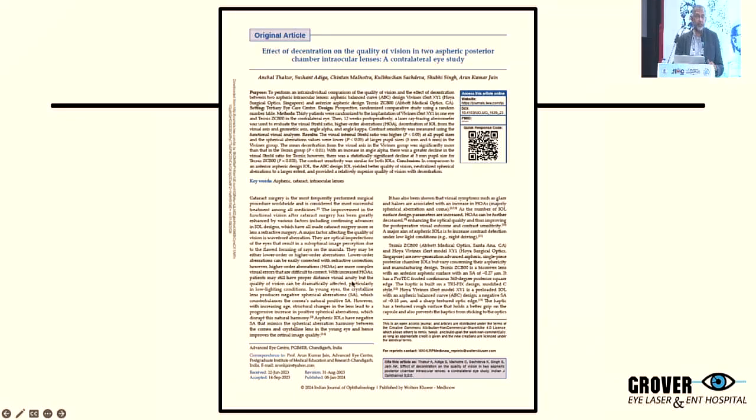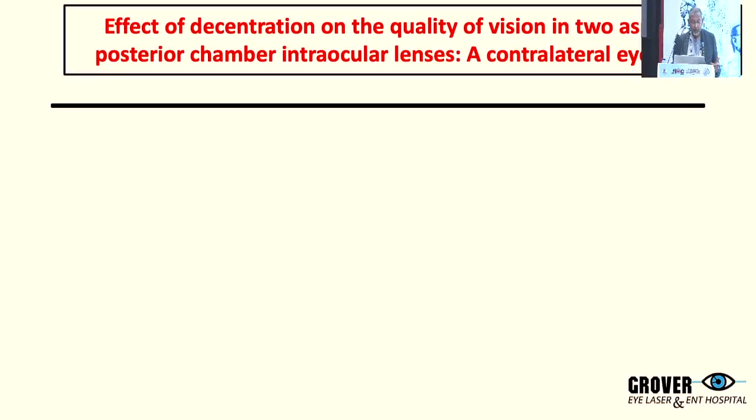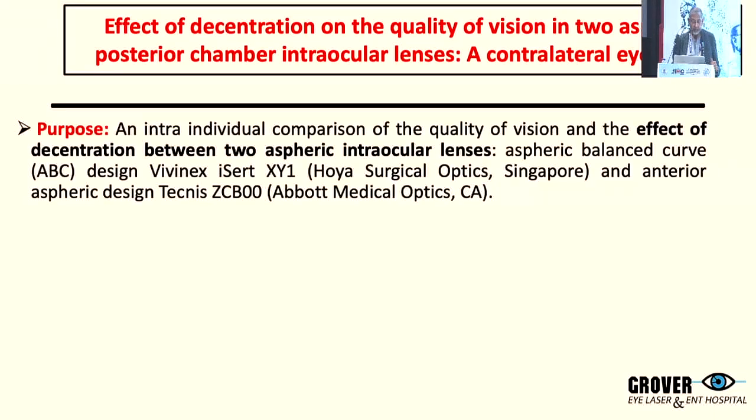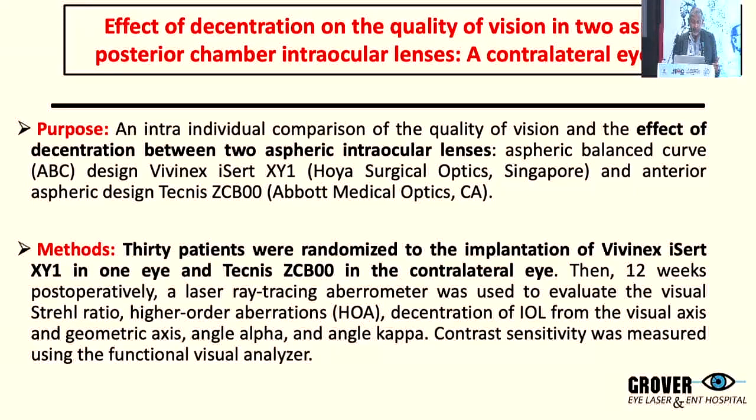So this second study was comparing this Vivinex platform lens with the Technis lens. So again here we studied the decentration of this lens in one eye. This is a contralateral eye study. In one eye we put one lens, in the other eye the other type of lens.